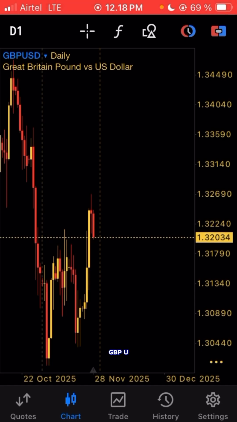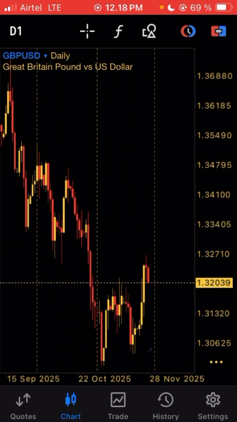GBP USD. Yes, during the London session. So we are done with the Asian session. Now we are moving on to the London session, which is the second session. So the London session is for GBP USD. Now you can also trade GBP JPY, but remember, I'm not really recommending that, but you can test it out for yourself and trade it as well.